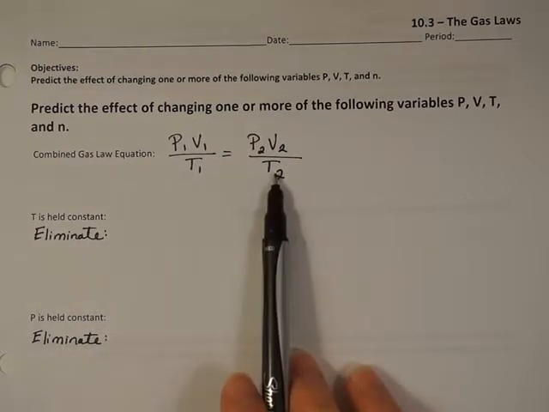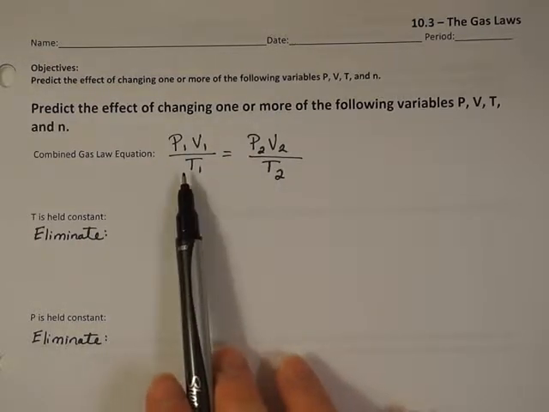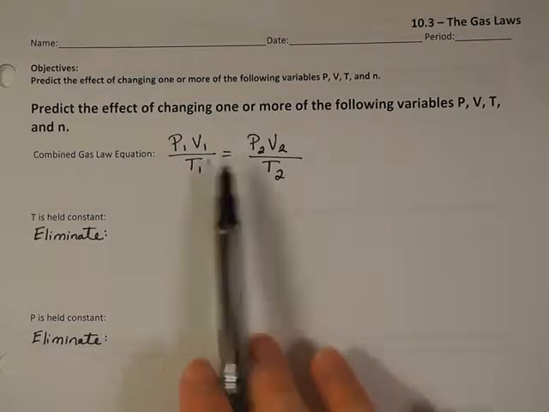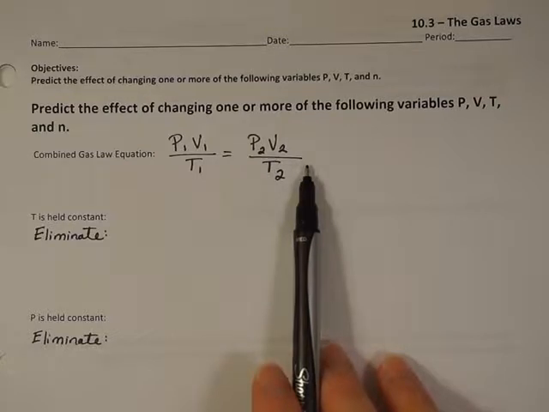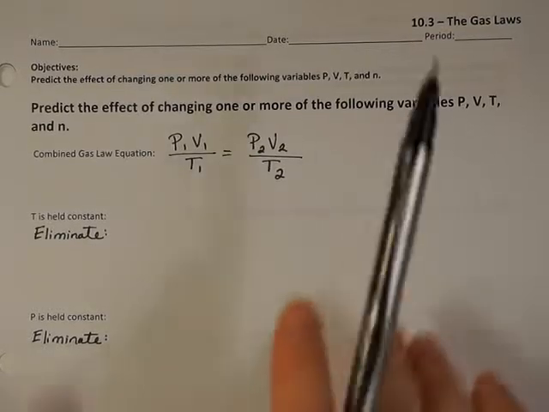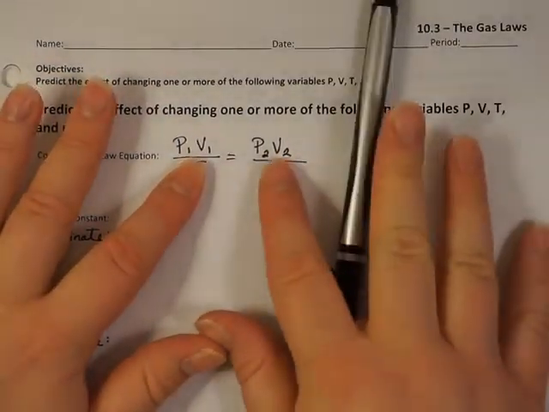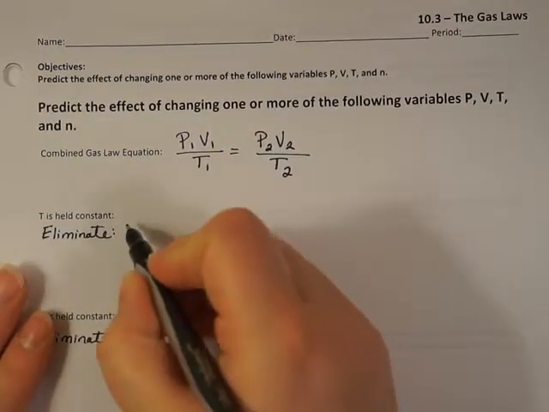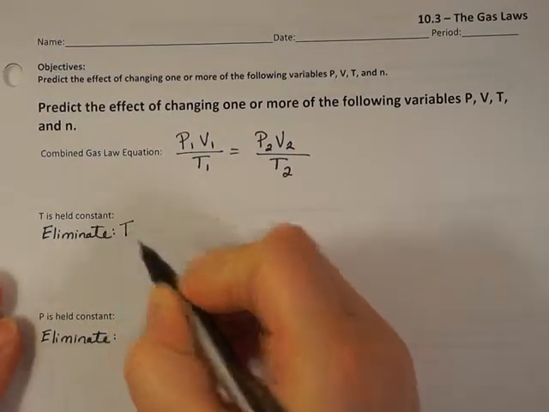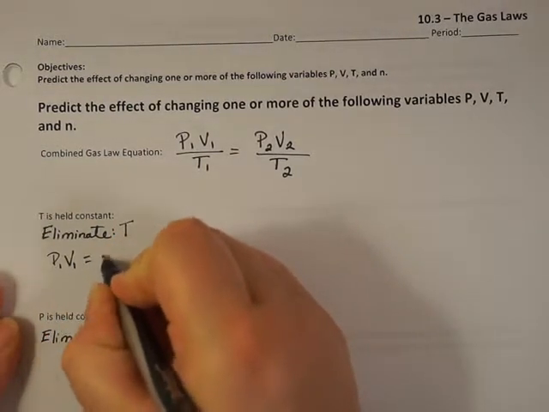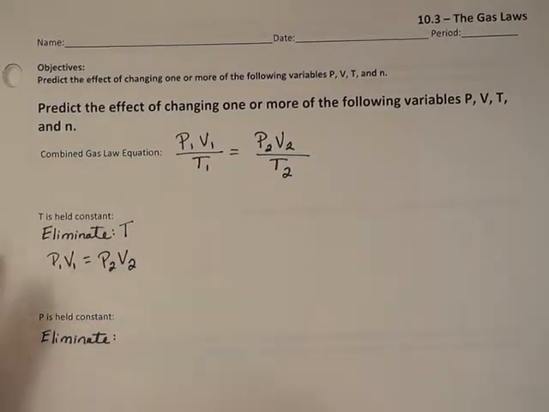Well, if T1 and T2 are the same number, like let's say it's 100 Kelvin, you have this side divided by 100 Kelvin and this side divided by 100 Kelvin. Algebra tells us that we can just get rid of it. You can actually just eliminate temperature, and our new equation is going to be P1 V1 equals P2 V2.